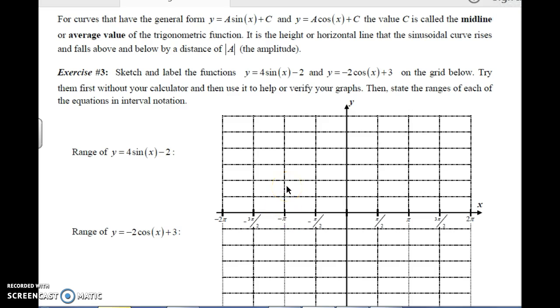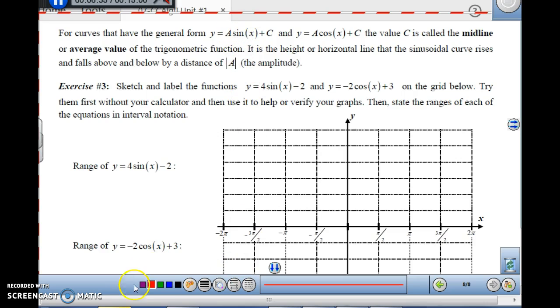So for curves that have the general form y equals a sine x plus c and y equals a cosine x plus c, the value of c is called the midline, or average value of the trigonometric function. It is the height of the horizontal line that the sinusoidal curve rises and falls above or below a distance of absolute value of a, which is the amplitude.